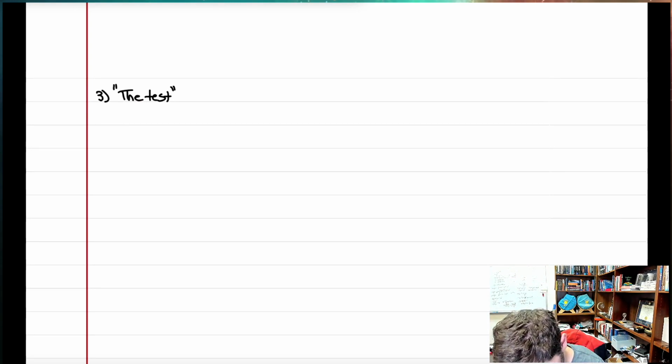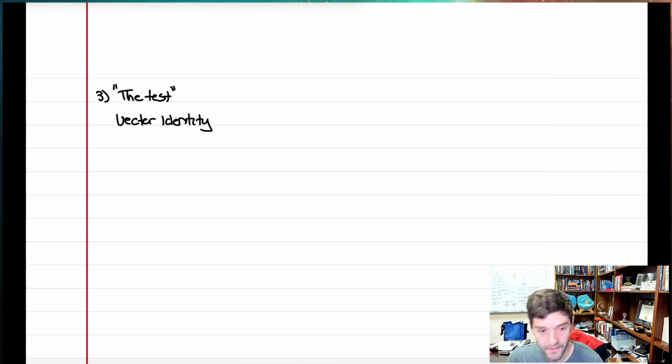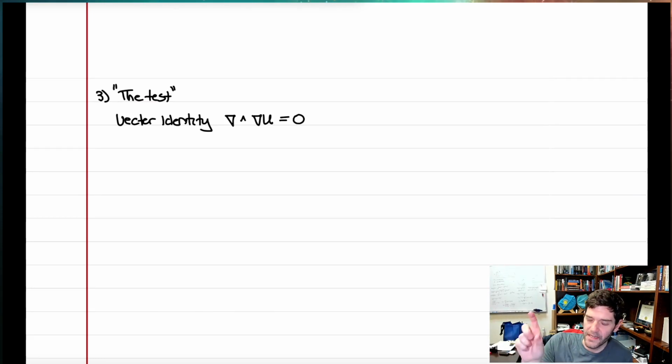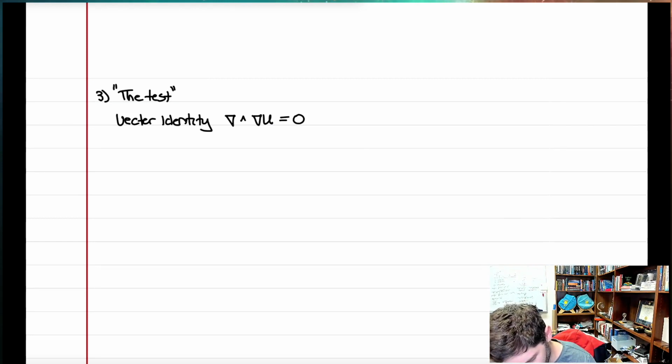And this makes use of the vector identity that the curl of a gradient function is equal to 0. Remember, the curl is a vector function. I guess I never technically wrote down the gradient before, but presumably you remember. For Cartesian coordinates, it's partial u partial x, comma, partial u partial y, comma, partial u partial z.